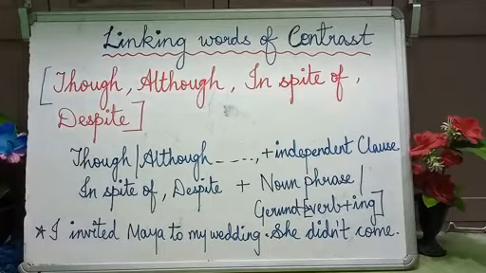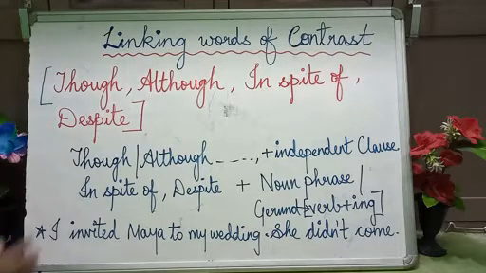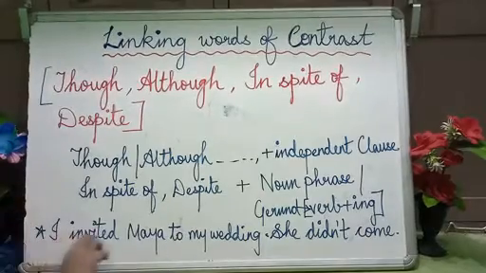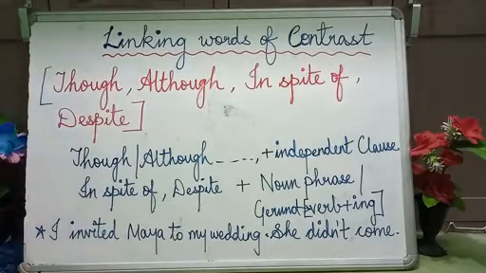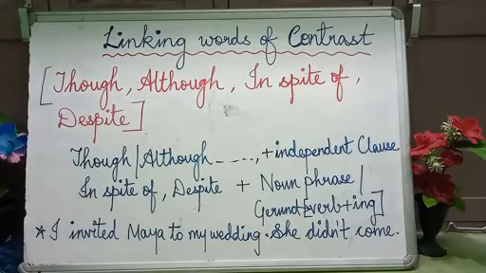each other. Okay, now these are the rules I have written. Let us see this first sentence now. I invited Maya to my wedding. She didn't come. See, in the first sentence you can see that I invited her, Maya, to my wedding.